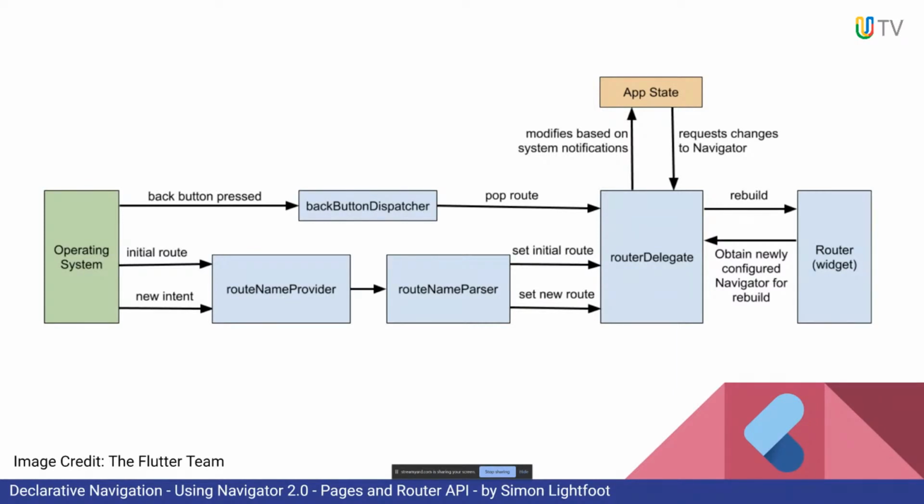The set initial route callback is obviously used when we have the initial route being passed in, so we can perform whatever logic we want. Fire off a task to go check to see if there's new notifications, who knows what. And obviously set new route, overriding that. And again, when the back button is pressed, we go through the back button dispatcher, and then that goes to popping a route again through the router delegate.